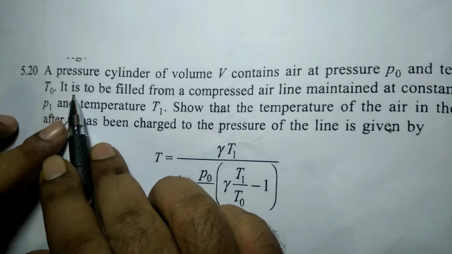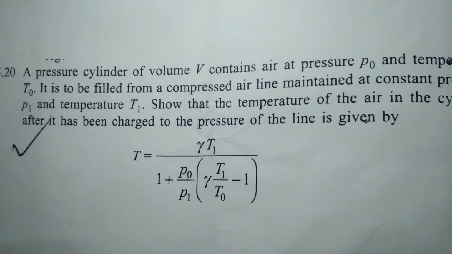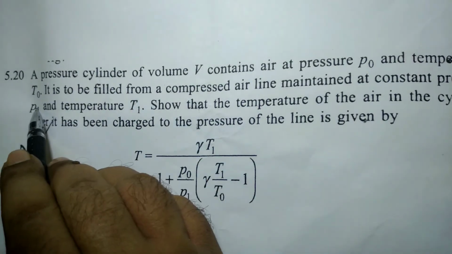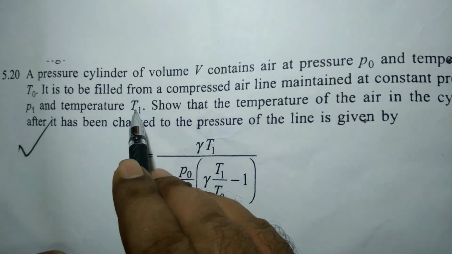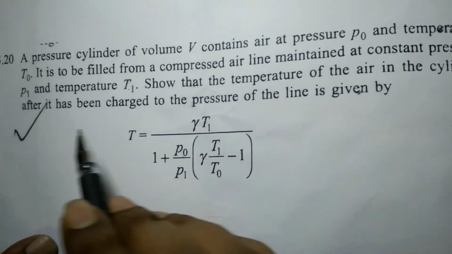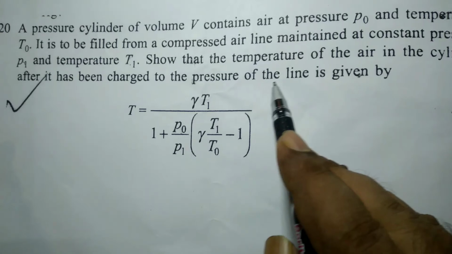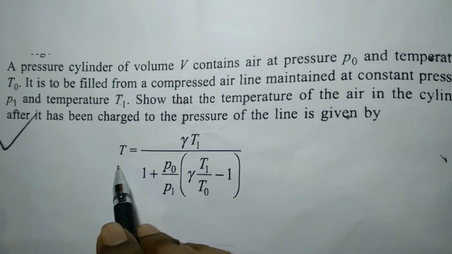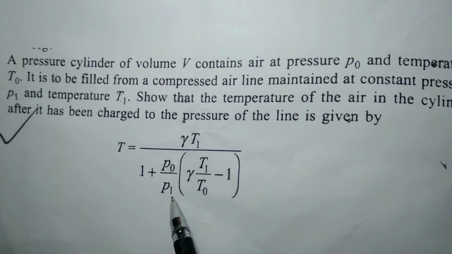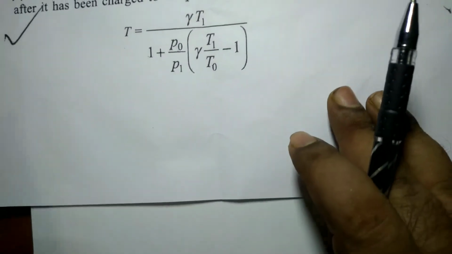Temperature T0. It is to be filled from a compressed air line maintained at constant pressure P1 and temperature T1, so that the temperature of the air in the cylinder after it has been charged to the pressure of the line is given by T equal to gamma T1 divided by 1 plus P0 by P1 multiplied by (gamma T1 by T0 minus 1).